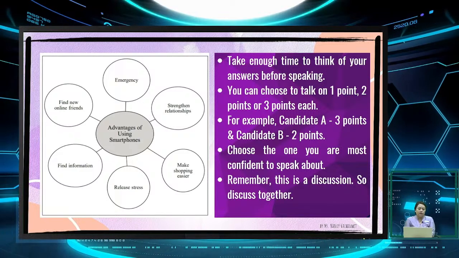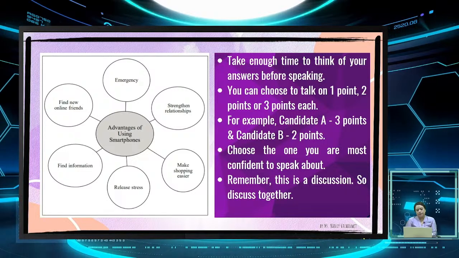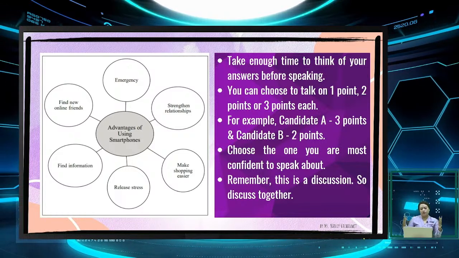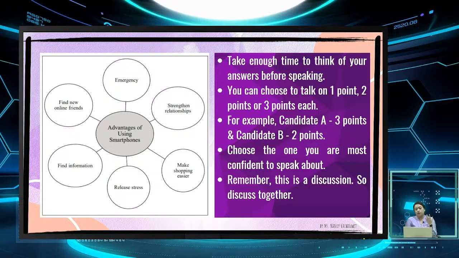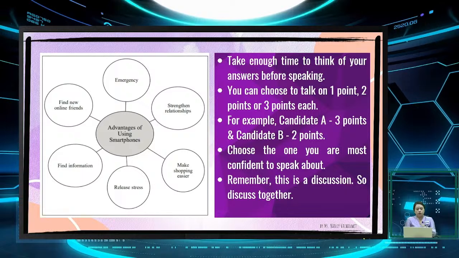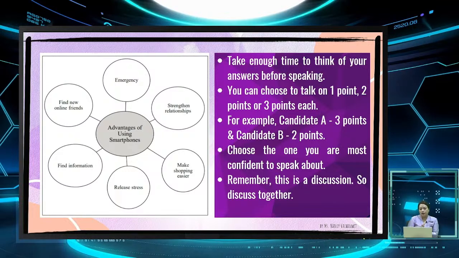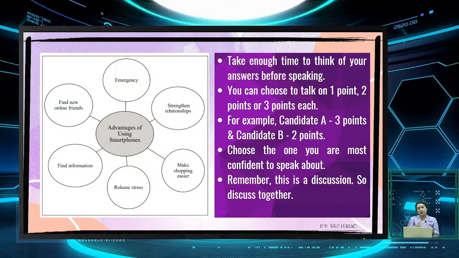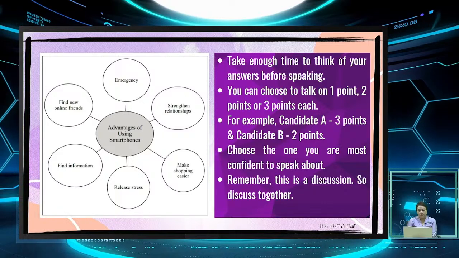For example, this one, advantages of using smartphones. Maybe you can only speak on the point to release our stress. Then you choose that point only. Then you can elaborate and give examples to support your answers. But if you can talk about emergency, strengthen relationships, make shopping easier, then you choose 3 points. Okay? But the key word here is, take enough time to think of your answers. Do not, when you see the question, start talking 5 seconds after that. No. Take your time first, especially for part 3.